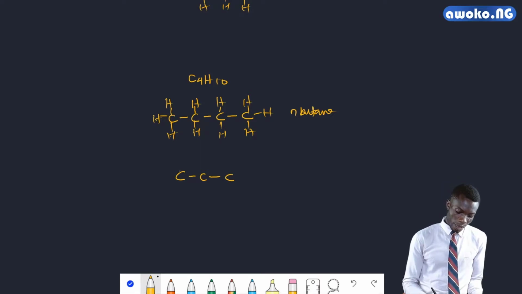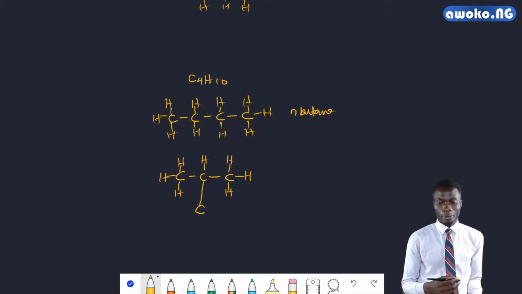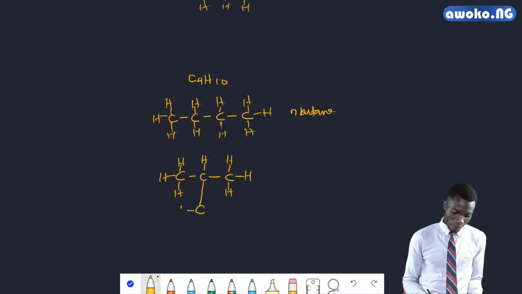If we do that, we'll now have 1 hydrogen here, the second hydrogen here, the third hydrogen here, the fourth hydrogen here, the fifth hydrogen here, the sixth hydrogen, the seventh hydrogen. Now, instead of putting our hydrogen here, this will give us propane. We'll put in a carbon here. Now you see that we have a fourth carbon. And then we put our 8th hydrogen here, the 9th hydrogen here, and the 10th hydrogen here.